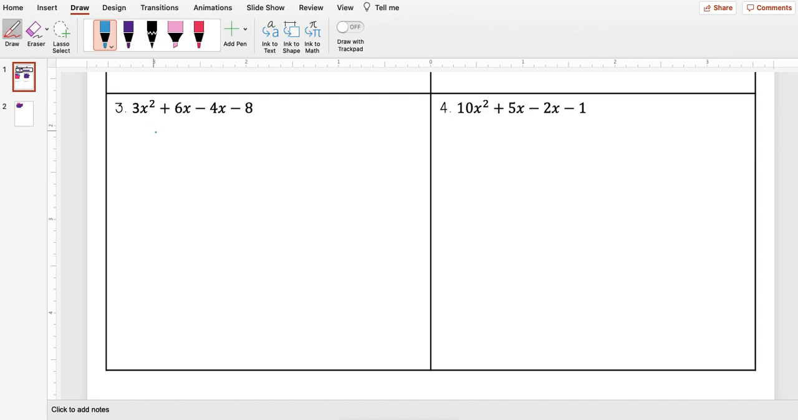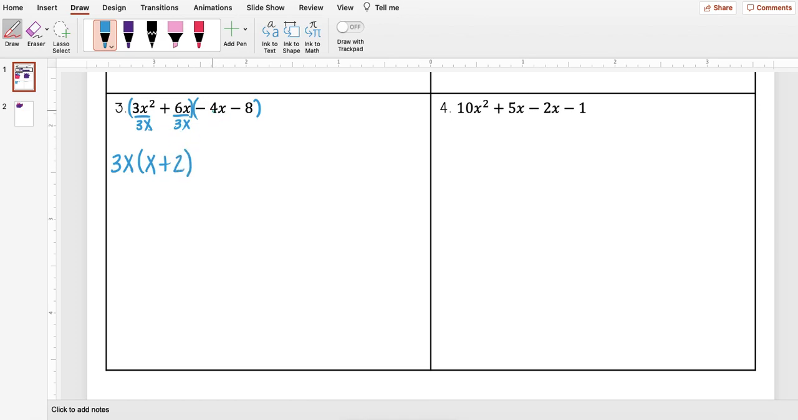Okay, let's try another one. This one's also going to have something a little bit different with it. So I want to group these again. The GCF of 3 and 6 is 3. The GCF of x squared and x is just x. So I want to divide both of those by 3x. 3 divided by 3 is 1. X squared divided by x is x. 6x divided by 3x, I just get 2.